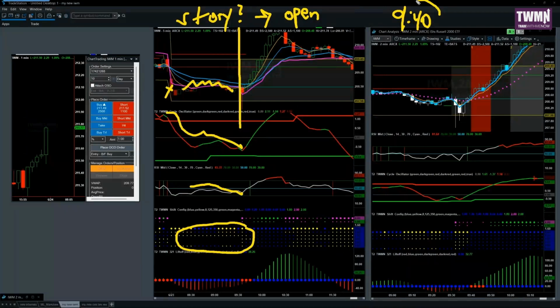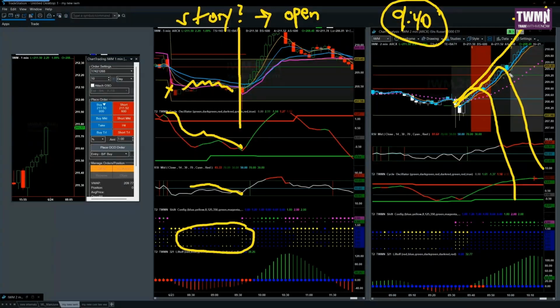9:40 is the first move typically of the day that we can count on. Whether it's for a period of time, long or short, price action will tell us whether it's going to be 9:40 and then that, or 9:40 and then that, and then 10 o'clock, or 9:40 and that. Price action will tell us later. I don't care about this. I just care about what it's doing at 9:40 if I want to trade the open.